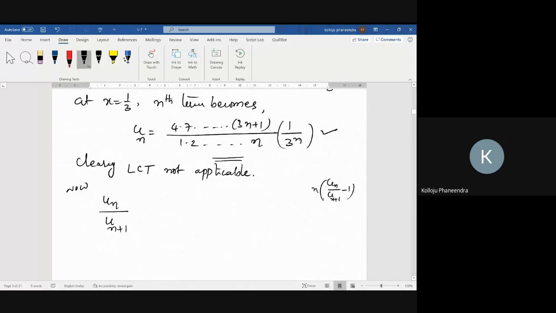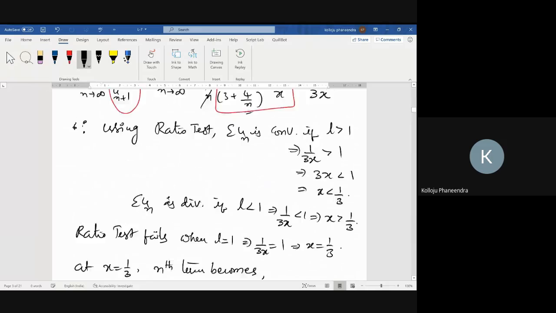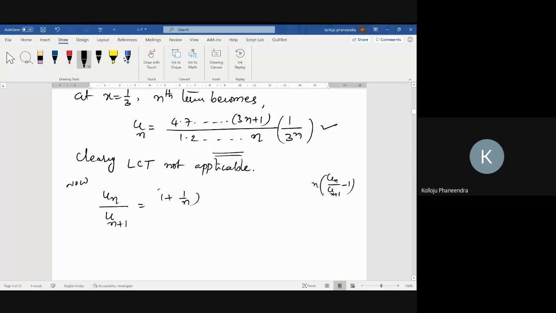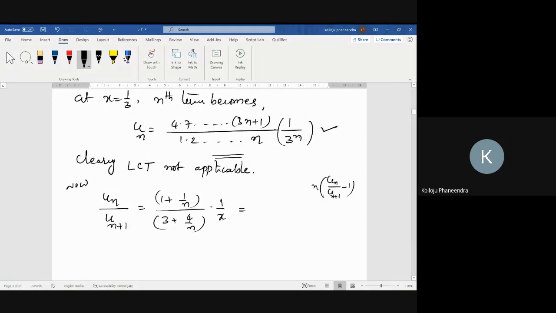Now, un by un plus 1 value is what? 1 plus 1 by n, 3 plus 4 by n, into 1 by x. So let me substitute the x value. What is that x value? 1 by 3. So this becomes 1 plus 1 by n, by 3 plus 4 by n.